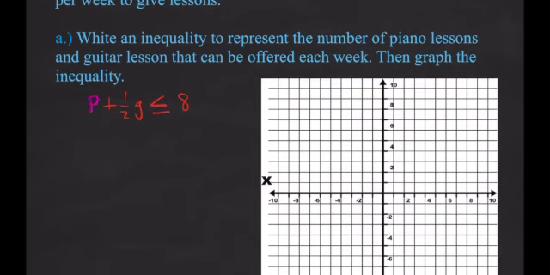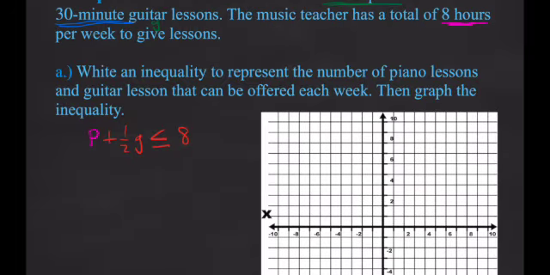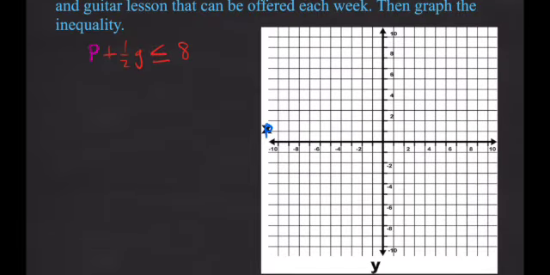So let's figure out how we are going to graph this. Let's make the X the P for the piano lesson. And let's make the Y value our G for the guitar lesson. Okay, we're going to have the X be the piano. We're going to have the Y be the guitar.